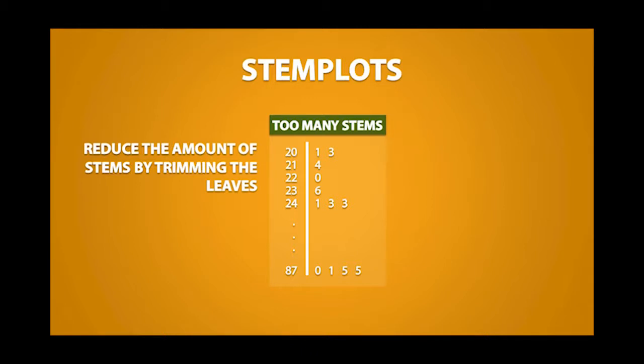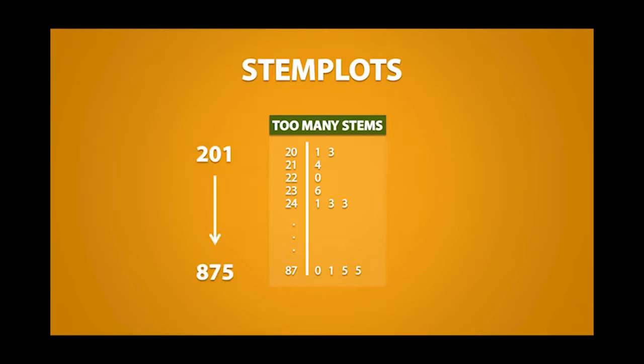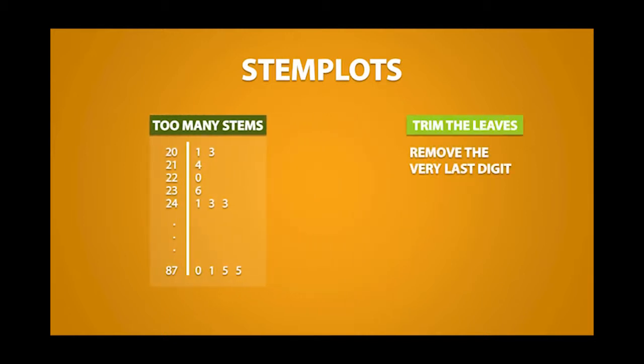In this example, we have a very large dataset that goes from 201 all the way to 875. That's over 60 stems that we have to write. To trim the leaves, all we do is remove the very last digit. So notice for the number 201. The leaf is 1 and the stem is 20. After removing the very last digit, we get 20. So now the leaf becomes 0 and the stem is now 2.